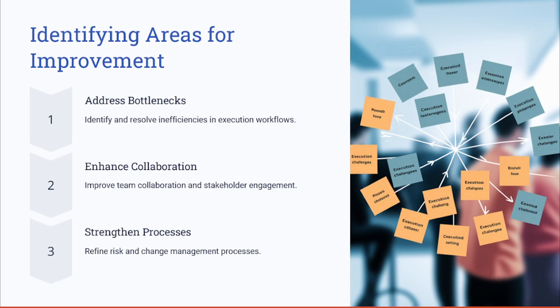Next, let's see how to identify the areas of improvement. Project evaluation helps uncover areas for improvement, whether it's enhancing the team collaboration, refining the risk management approaches, or addressing the inefficiencies in execution workflows. By addressing the bottlenecks and inefficiencies within your process, you can improve the team collaboration and the stakeholder engagement, and also strengthen the risk and change management process.